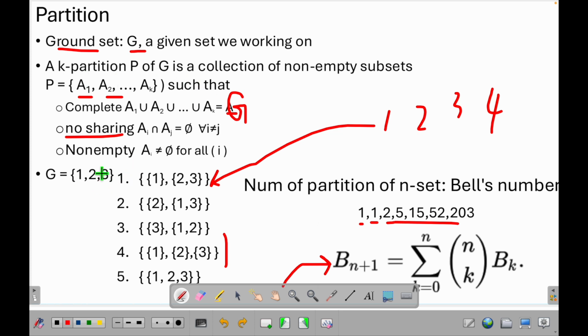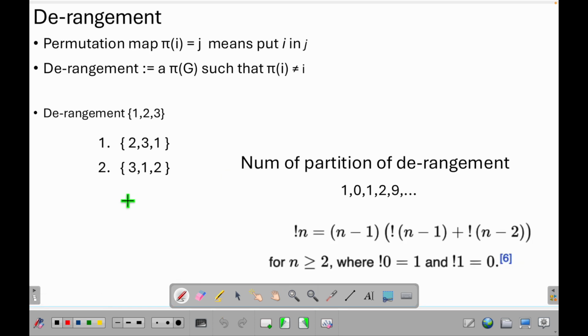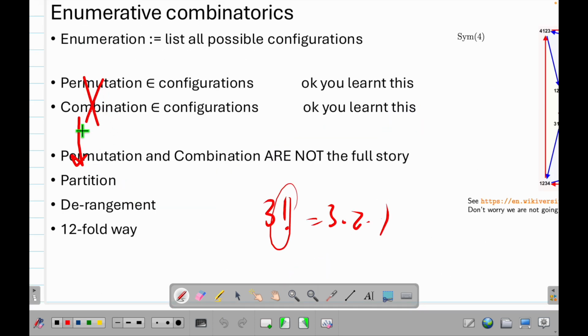N means how many elements? So in this case, it's what? This is a partition of a 3-element set. Okay. And so I said, I don't talk about P and C. Now I talk about partition. Okay, done. Then next is the arrangement.